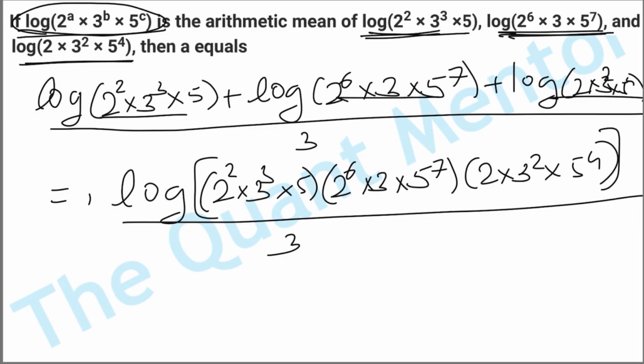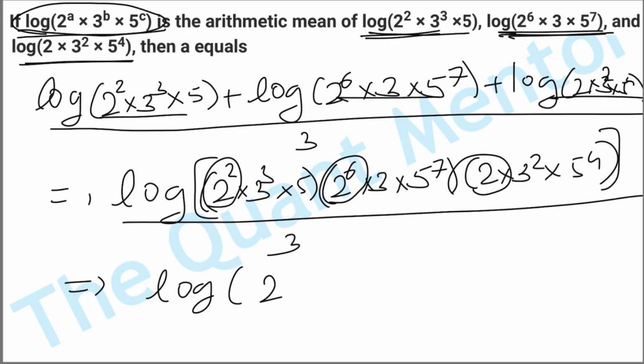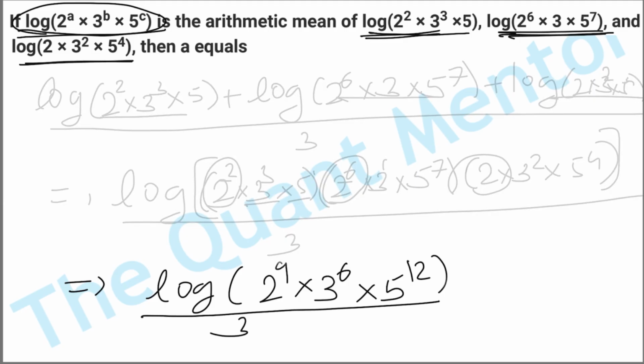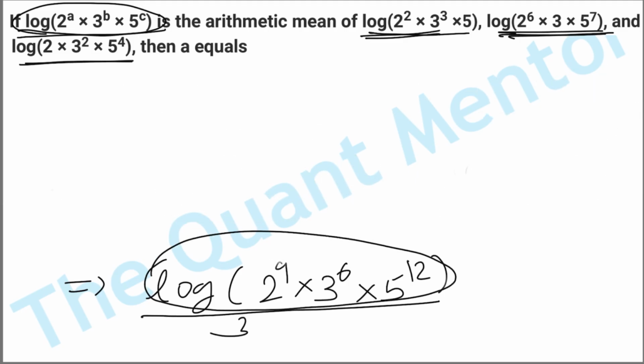So powers of 2 are 2 square, 2 power 6 and 2, they are getting multiplied. So all these powers of 2 get added. So log of 2 raised to 2 plus 6 plus 1 will be 9, into 3. The powers of 3 are 3 cube, 3 raised to 1 and 3 square. That's 3 power 6, into powers of 5 are 5 raised to 1, 5 power 7 and 5 raised to 4. That's 5 power 12. This entire thing is divided by 3. So this entire expression is divided by 3.